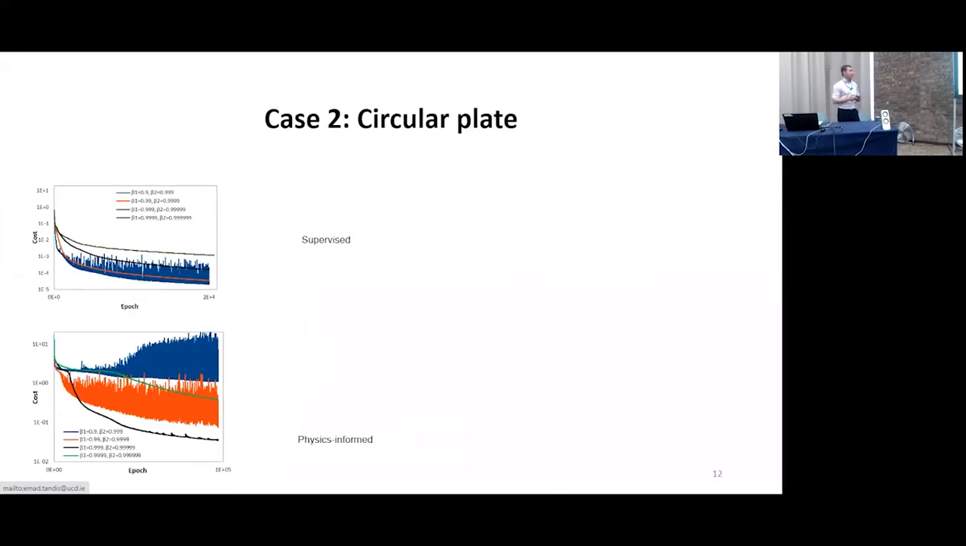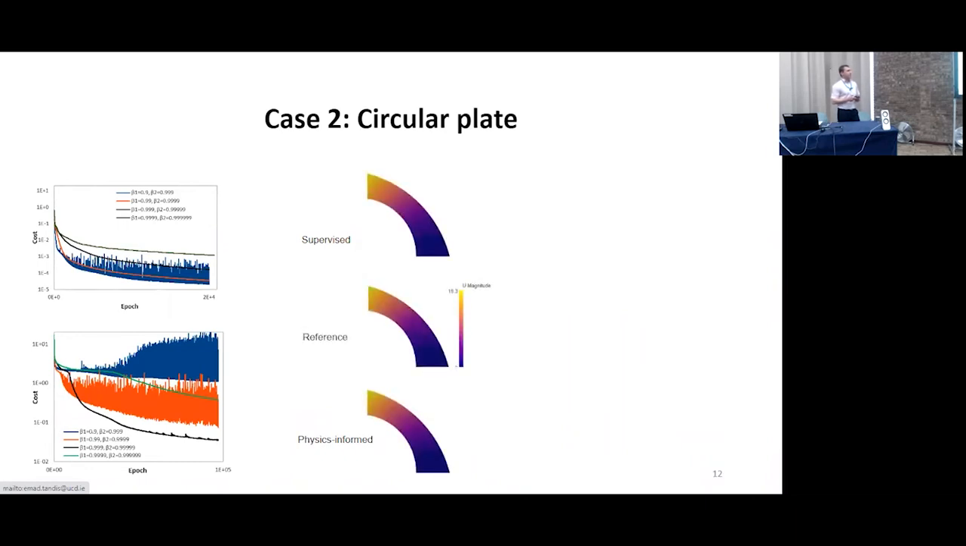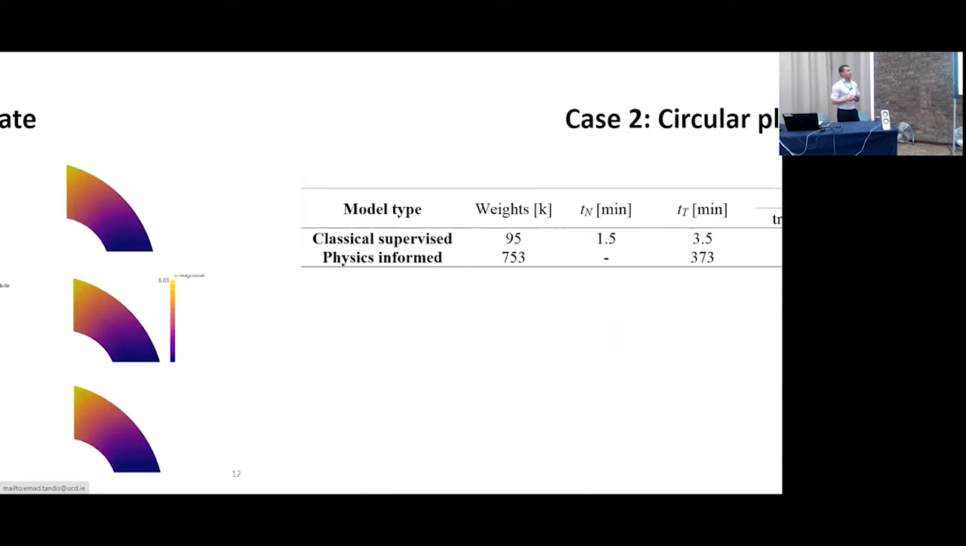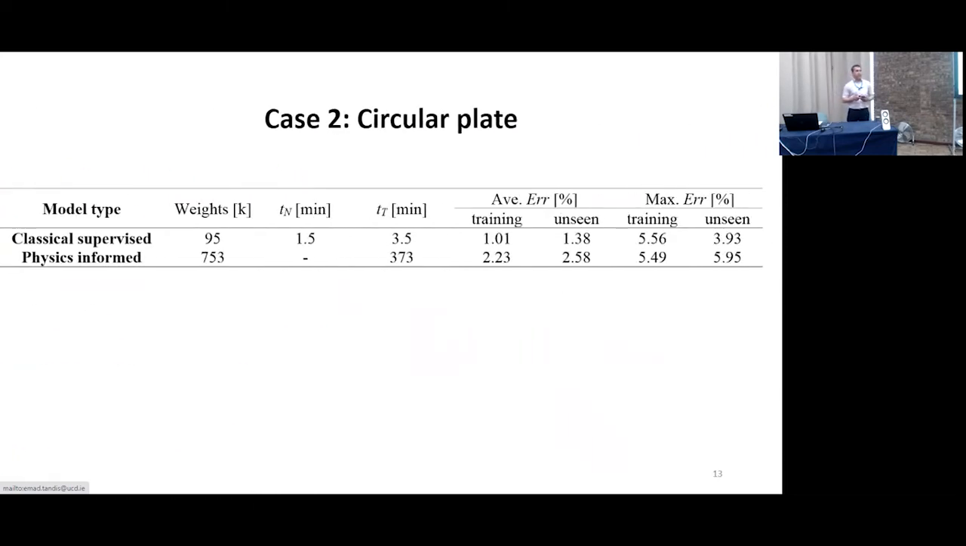Again, we have compared the convergence in the training process. We have compared the results with the OpenFOAM for physics-informed and supervised model, and for the second case as well. And in a quantitative way, we have also compared them together. And as we can see here, physics-informed is not really beneficial in terms of computational time. However, it can give good accuracy compared to the classical approach.